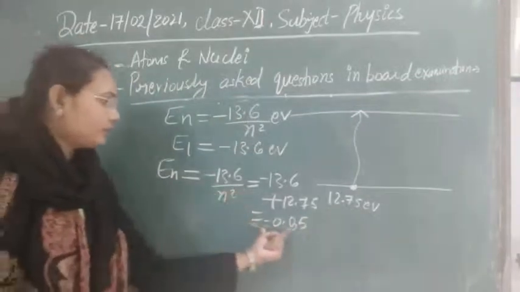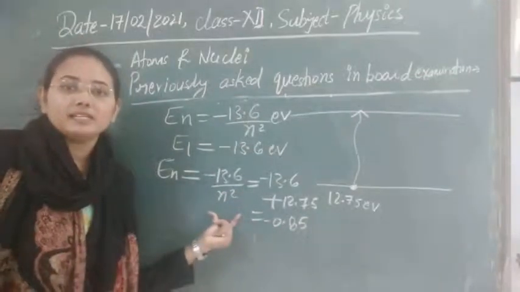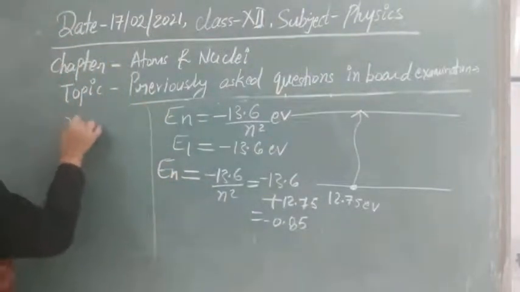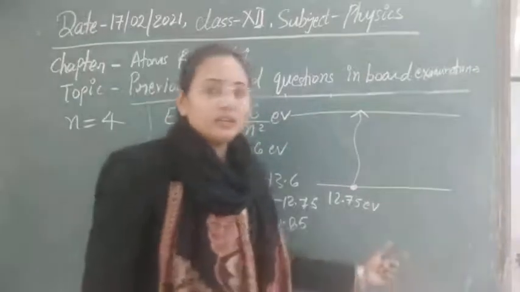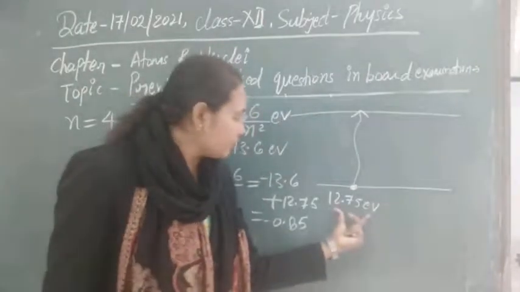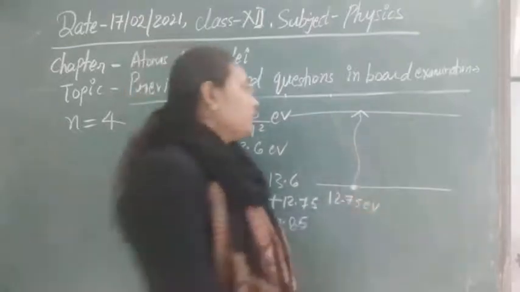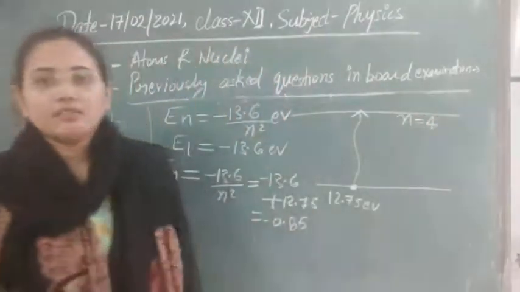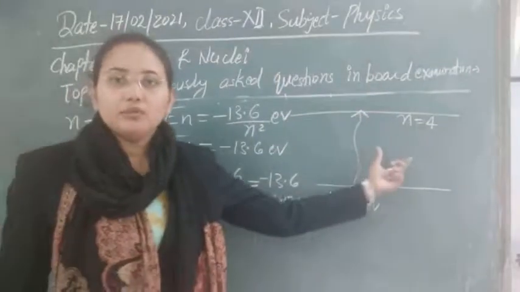It means this will be equal to this, and from here we can easily calculate the value of n. So the value of n is calculated here, and this will be equal to 4. It means that whenever the electron receives this amount of energy, it will go into the n is equal to 4 state. So our first answer is that it will be excited into the n is equal to 4 state.